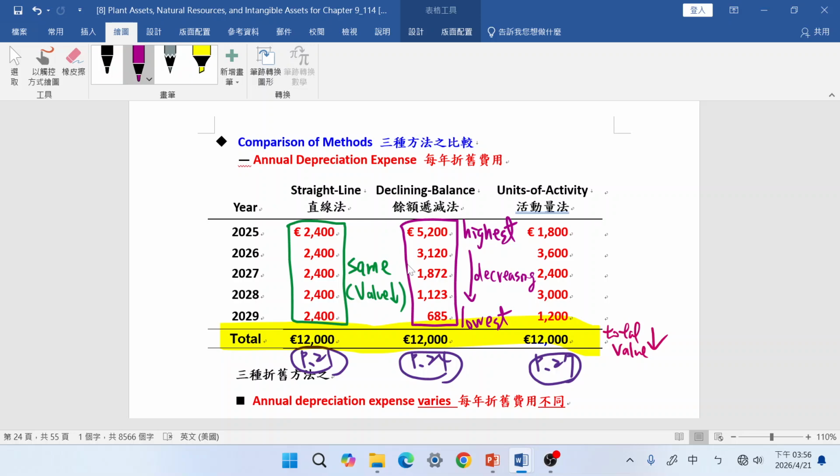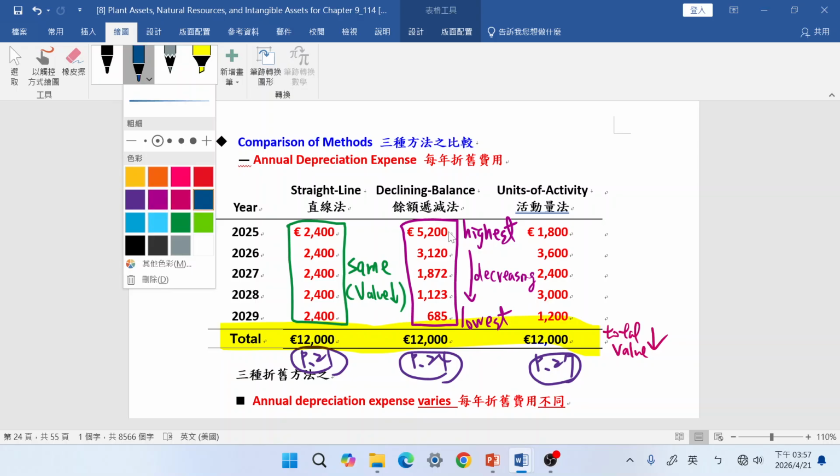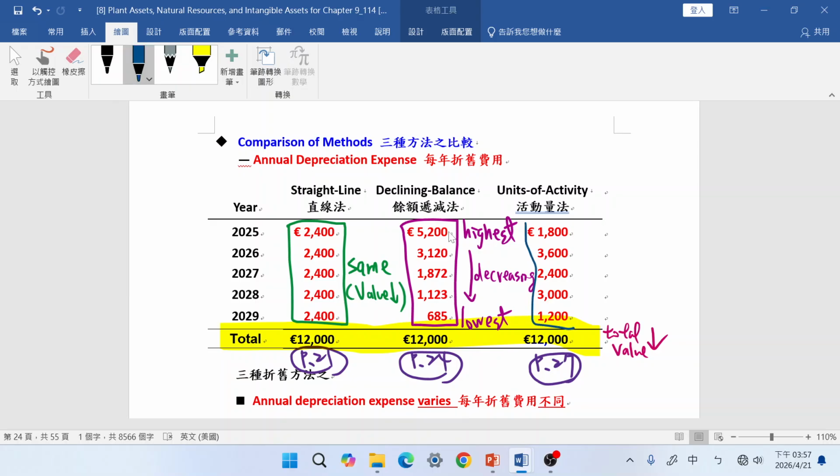Okay? How about units of activities? You are the crazy guy. So what does it mean? Crazy guy, we don't have patterns. So each year, the value decrease, did you find out? We don't have a pattern. It depends on the units you used each year, right?